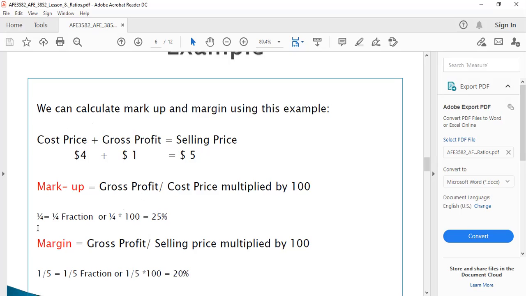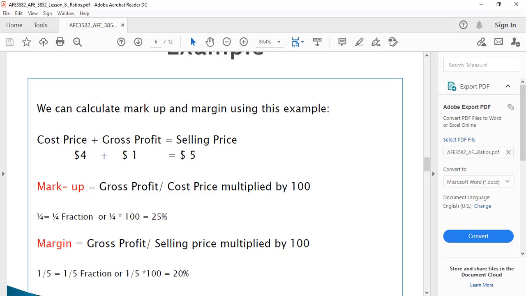But if you're asked to calculate your margin, then it will be gross profit over sales, the selling price. Then you multiply with 100. That's why 1 over 5 multiplied by 100, then you get 20%. Do you understand?